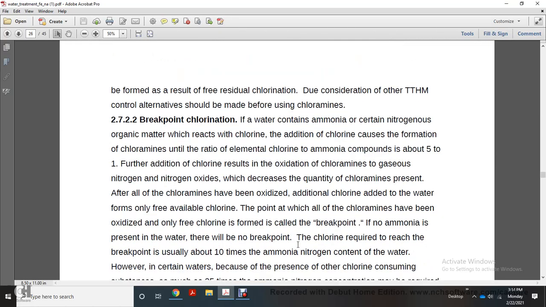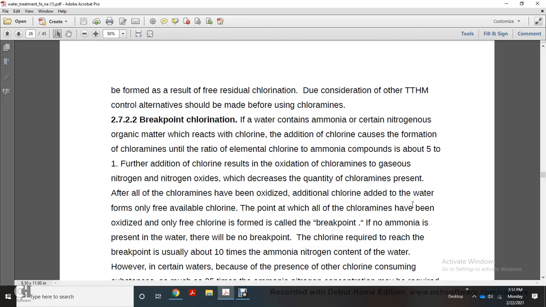Water containing ammonia or certain nitrogenous organic matter reacts with chlorine. The addition of chlorine causes the formation of chloramines until the ratio of chlorine to ammonia compound is about 5 to 1. With further addition of chlorine, the result is oxidation of chloramines to gaseous nitrogen oxides, which decreases the quantity of chloramines present. After all chloramines have been oxidized, additional chlorine added to the water forms free available chlorine.